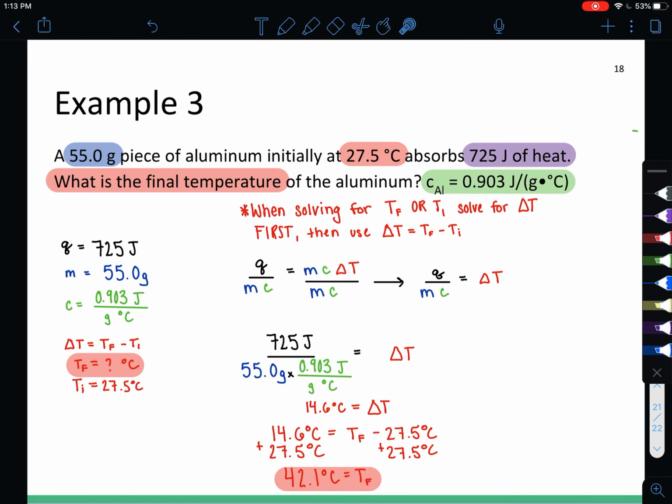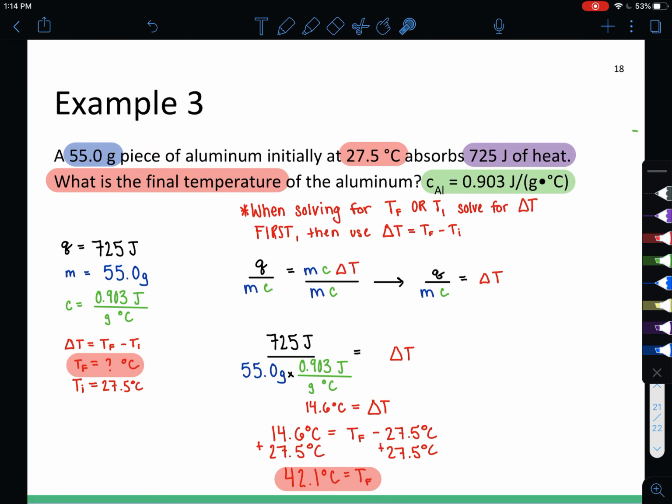All right, so let's go over here. So I decided to rearrange the equation, and again, if you like to plug in and then rearrange, that's totally fine. Just be careful about that. Make sure you are not plugging in the initial temperature into this first step. So rearrange it by dividing each side by mass and specific heat. So Q divided by mass and specific heat is equal to the delta T.